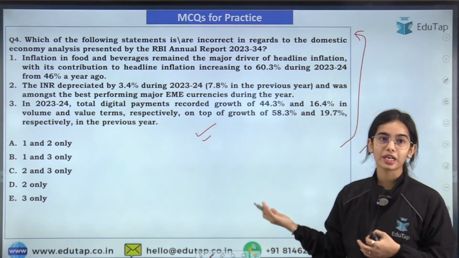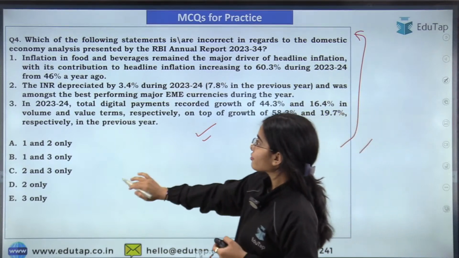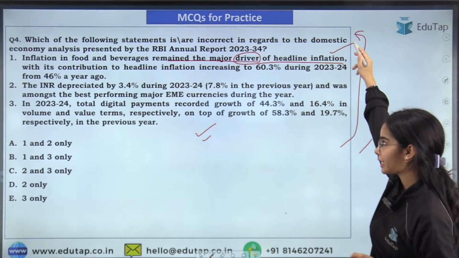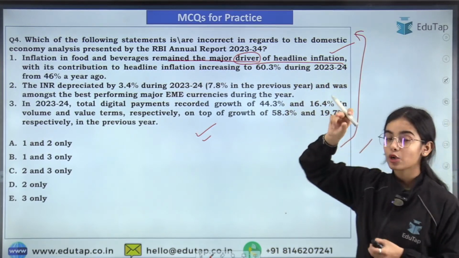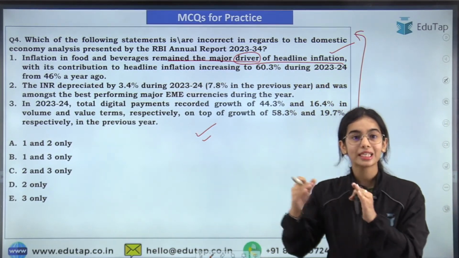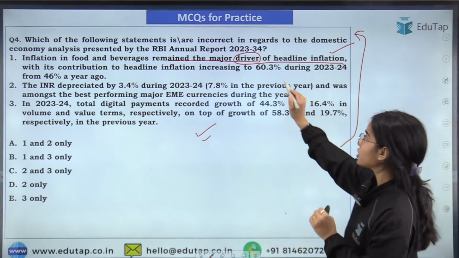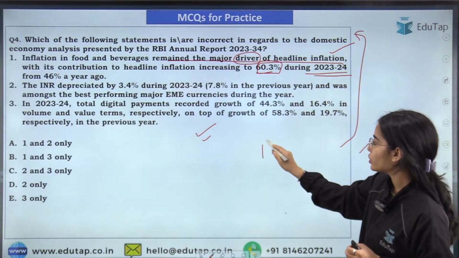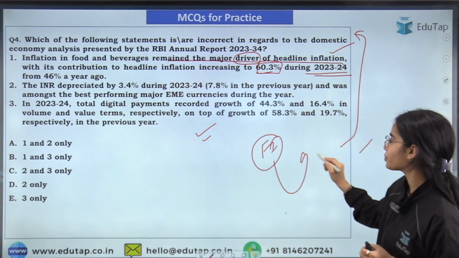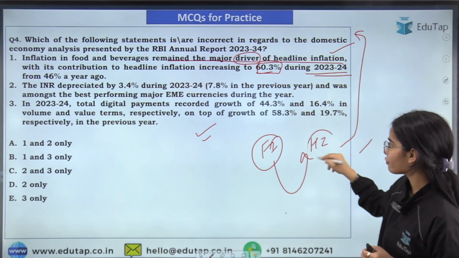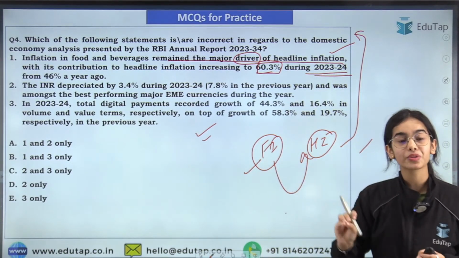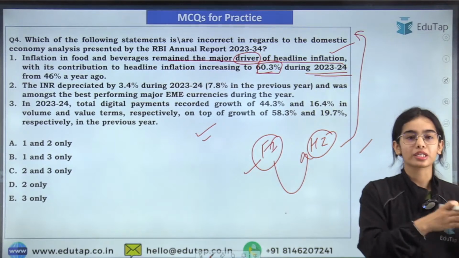Let's see how many of you are able to answer this. Inflation in food and beverages remained the major driver of headline inflation. So that is correct. The contribution of food inflation in the headline inflation increased to 60.3% during 2023-24. So yes, food inflation had the major contribution in the headline inflation, and the contribution increased to 60.3% as compared to 46%.